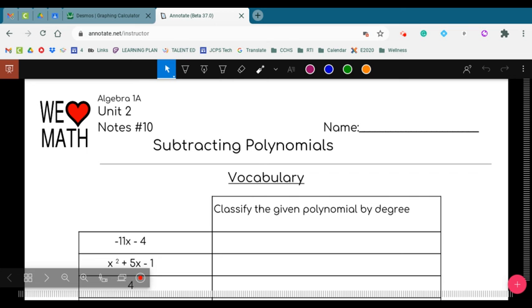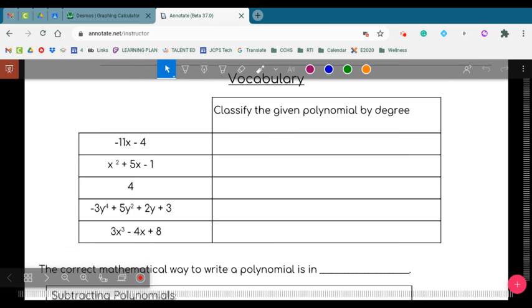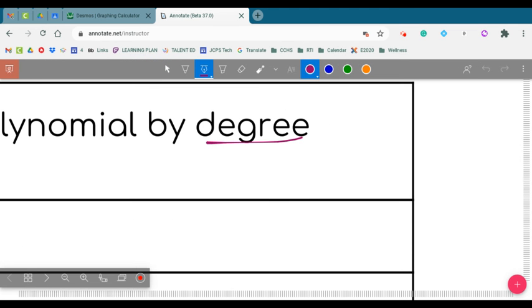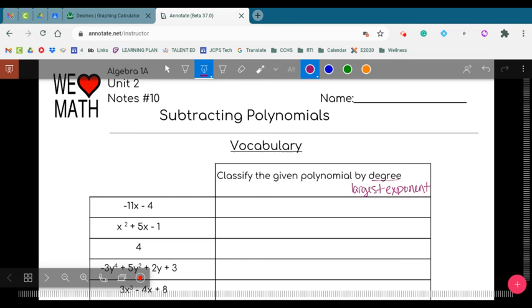Today we're going to be doing our Unit 2, Notes number 10, which is subtracting polynomials. So first, let's review our vocab. It says classify the given polynomials by degree. Whenever we say degree, we mean our largest exponent. This is where you have your constant, linear, quadratic, cubic, quartic.